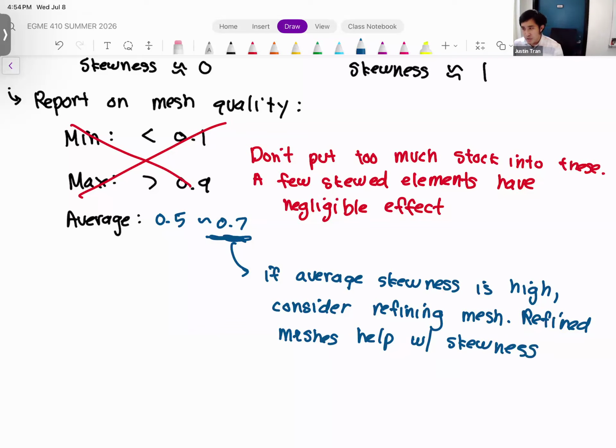Okay. Because the general thought is that if you make your elements smaller, then they don't have to distort themselves to fit into those weird places. They're just smaller, so they fit more naturally in there.